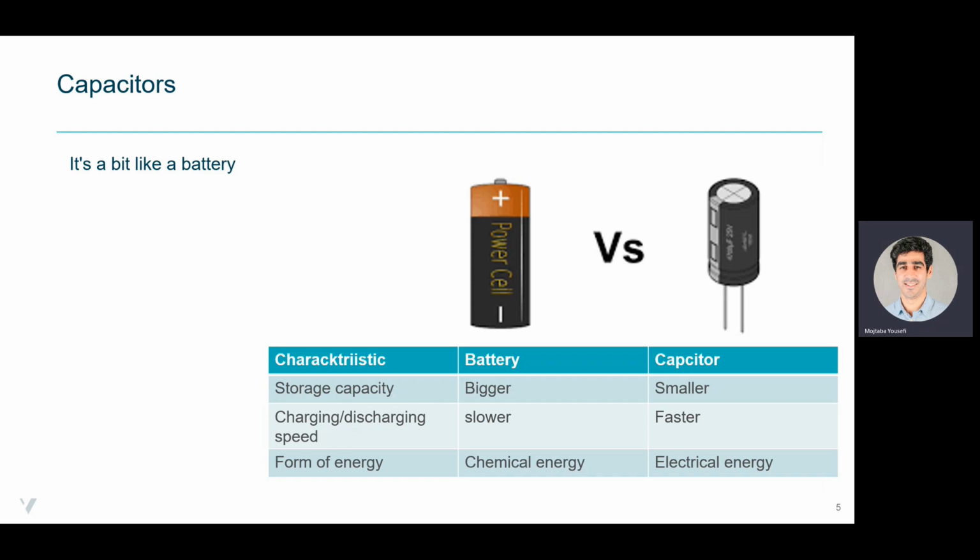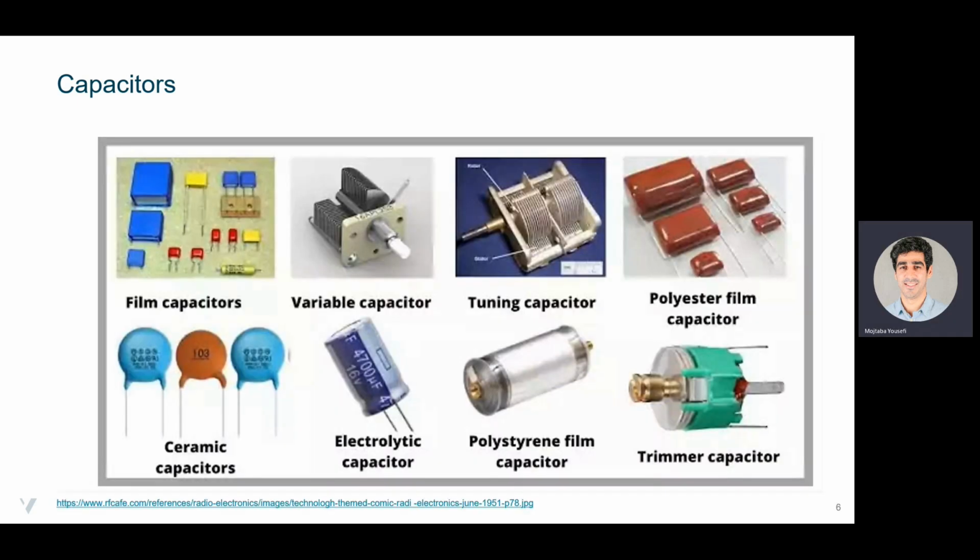Capacitors and batteries in principle are similar, but with some differences. For example, the storage capacity in a battery is much bigger than a capacitor, while the charging and discharging speed in a capacitor is higher or faster than batteries. And the energy stored in a capacitor is in the form of an electric field, while in a battery we have chemical energy.